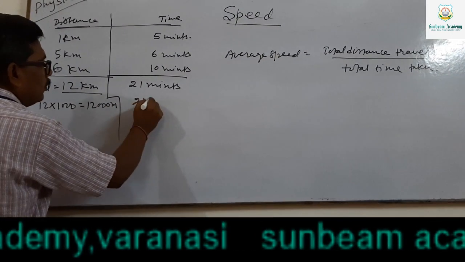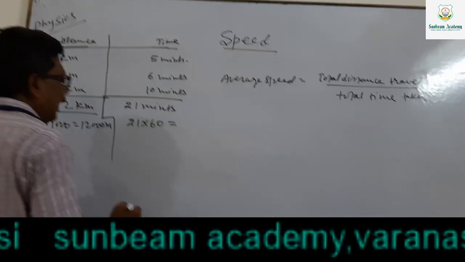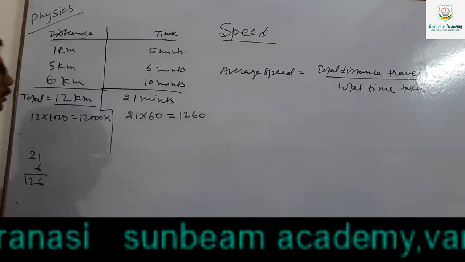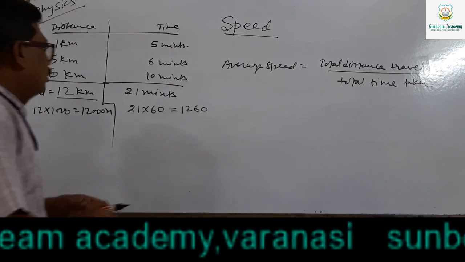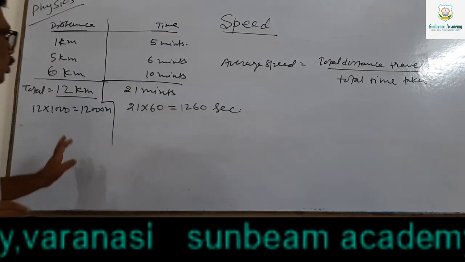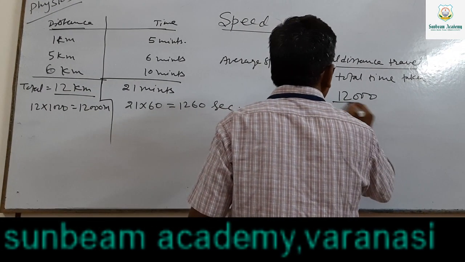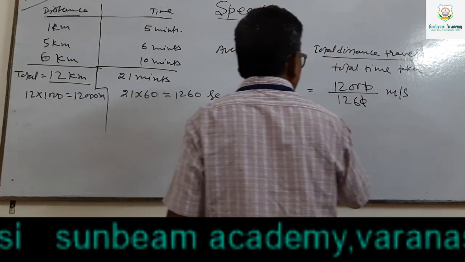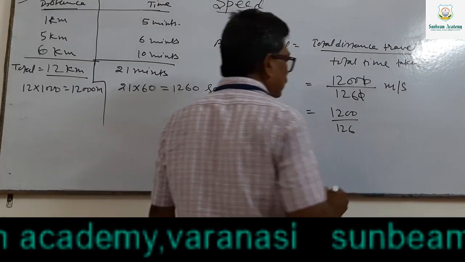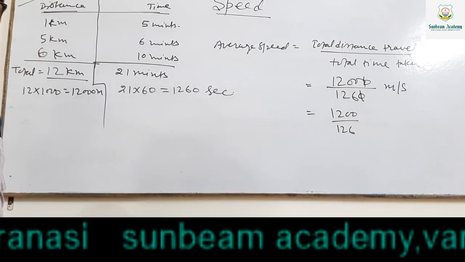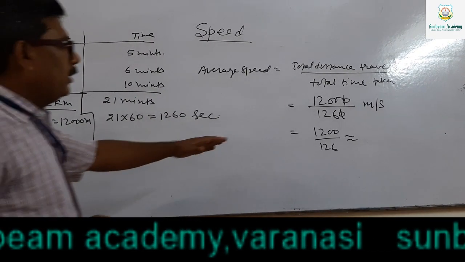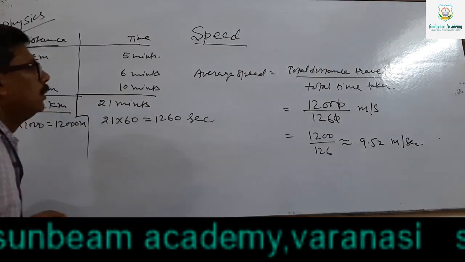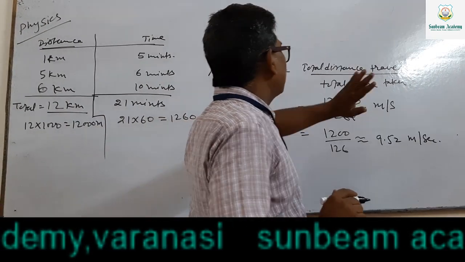And the time, you multiply it by 60 to change it into second. Then what will be the time? Will be 1260 second. Now the total distance is here 12,000 upon 1260 meter per second. Now you cancel this, it will be 1200 upon 126. Divide this, what will be the value? Now when you divide this, the value will be approx 9.52 meter per second. So this is the average speed. As per formula given, average speed is total distance traveled by total time taken.